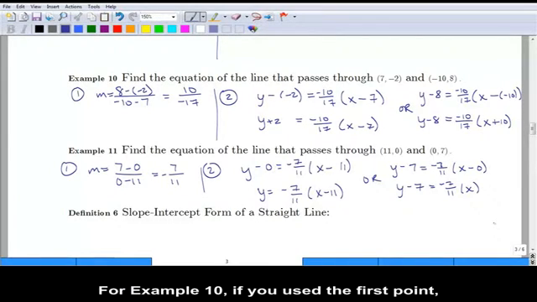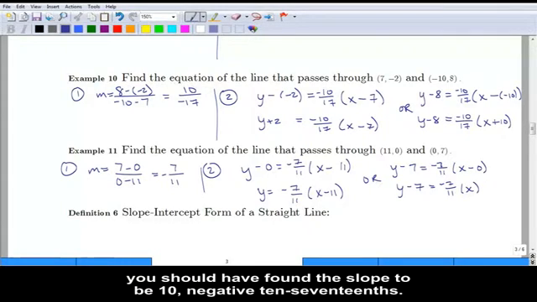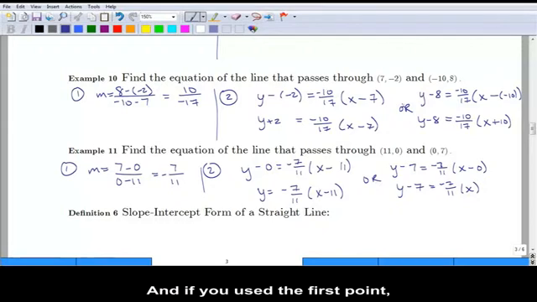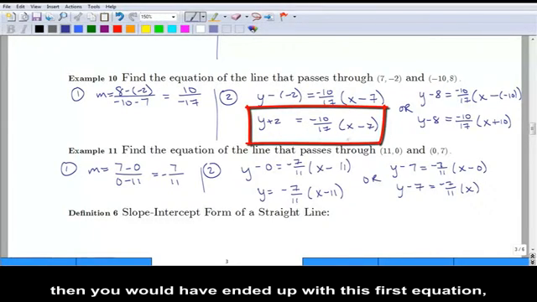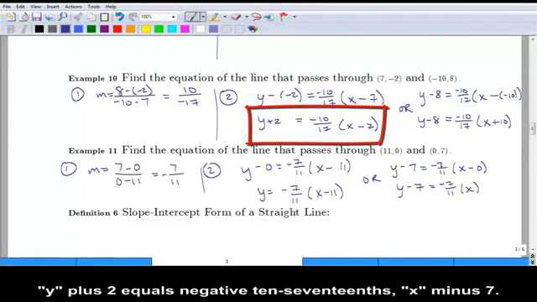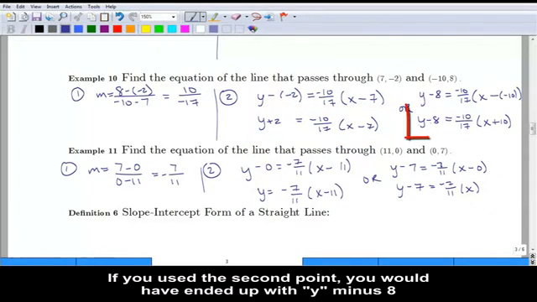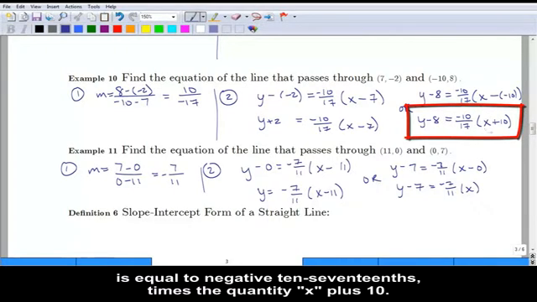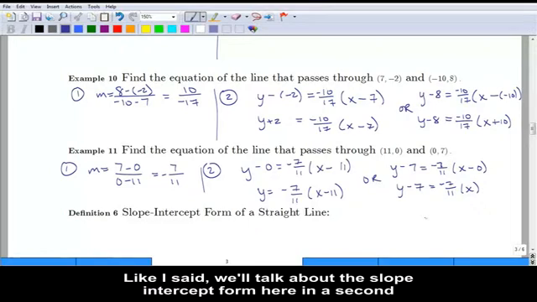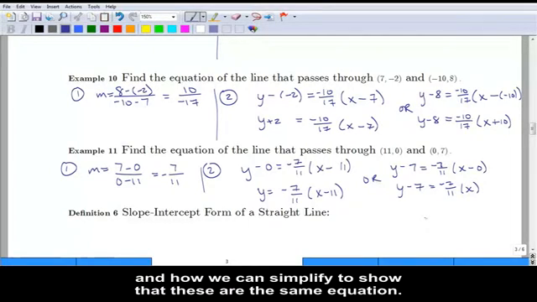For example 10, if you use the first point, you should have found the slope to be -10/17. And if you use the first point, then you would have ended up with this first equation, y plus 2 equals -10/17 x minus 7. If you use the second point, you would have ended up with y minus 8 is equal to -10/17 times the quantity x plus 10. Like I said, we'll talk about slope-intercept form here in a second and how we can simplify to show that these are the same equation.